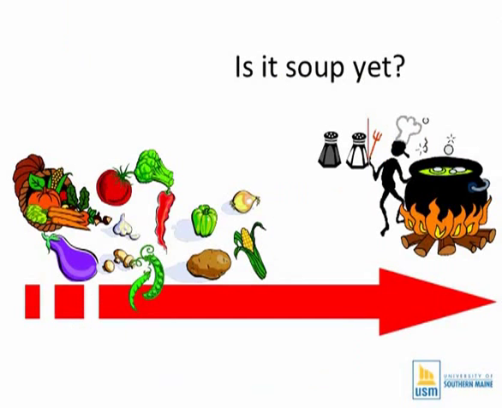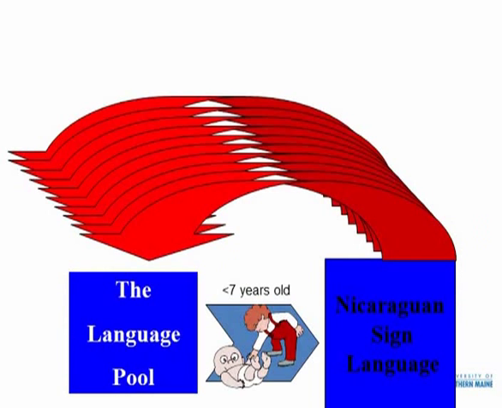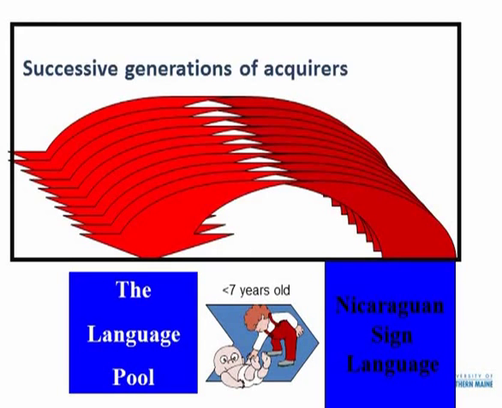One question that exists in the literature is, I call it, is it soup yet? You have all these ingredients. But when does it actually become soup? And this is my sort of diagram of it, just so you see. You've got the language, you've got Nicaraguan Sign Language, and you have cohort after cohort after cohort feeding back into the school and feeding the language that they've learned. So there are successive generations of acquirers.